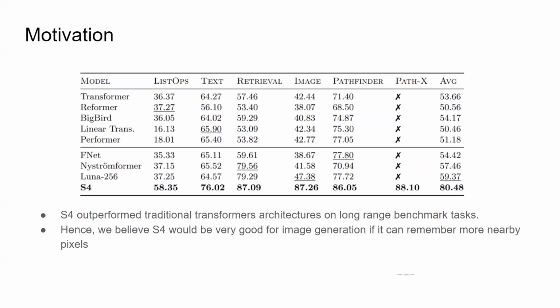Look at this performance, and you are going to know that the S4 architecture outperforms very many traditional architectures, including transformers, etc., because S4 is good at long-range dependencies. Therefore, we believe that S4 can be very good at image generation. So we want to combine some traditional generative models such as GANs and VAEs with S4 to generate images with higher quality.